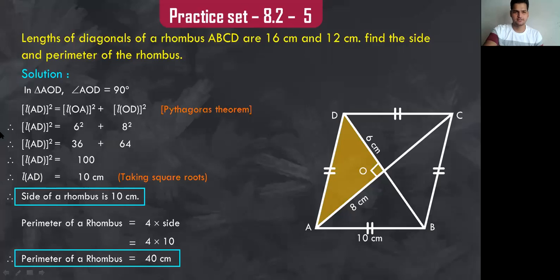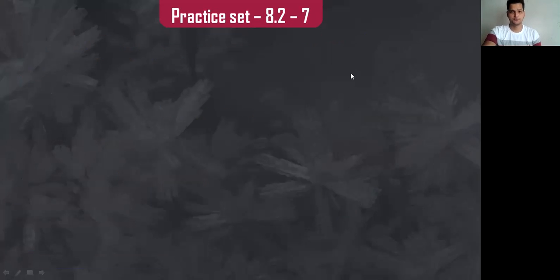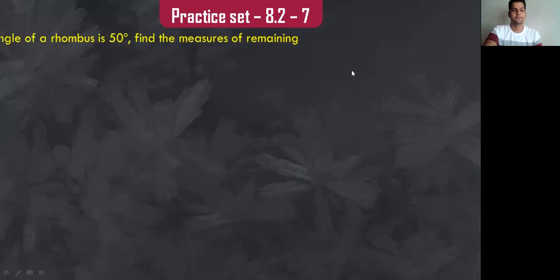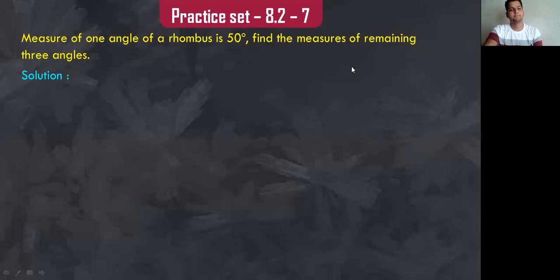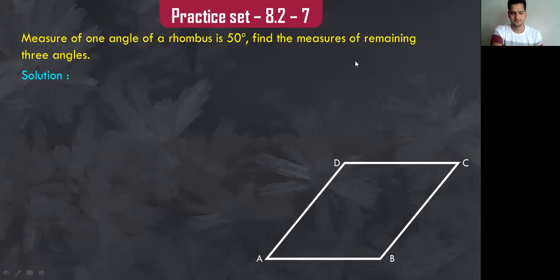Alright students, so let us continue with the next question, which is from practice at 8.2, question number 7. It states, measure of one angle of a rhombus is 50 degrees. Find the measure of remaining three angles. So first of all, let us have a rhombus with us. We will name our rhombus as ABCD.